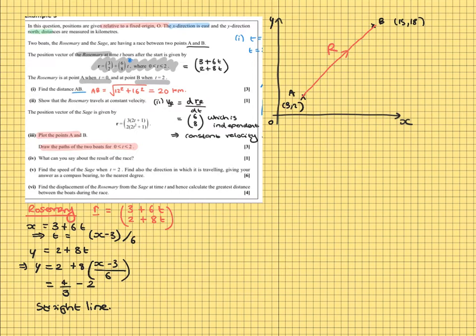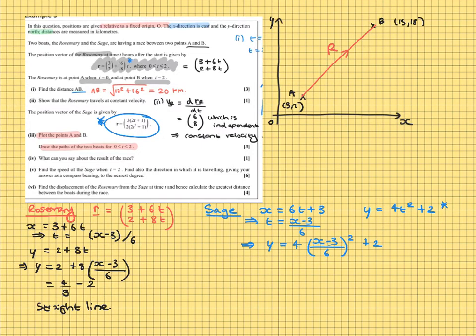Now, what about the Sage? Let's think about the Sage's journey, because we're given the information for this boat as well. Now, this time we can see its x-coordinate is given by 6t plus 3, if I expand that bracket, and its y-coordinate is given by 4t squared plus 2, so expanding the brackets for the x and y components here. Now, if I rearrange this x equation here, it tells me that t is equal to (x minus 3) over 6, and if I substitute that into the result for y, that gives me y is equal to 4 times ((x minus 3) over 6) all squared, plus 2.